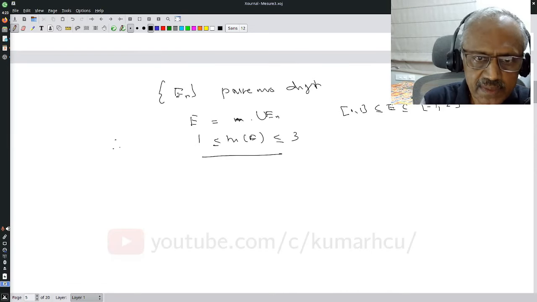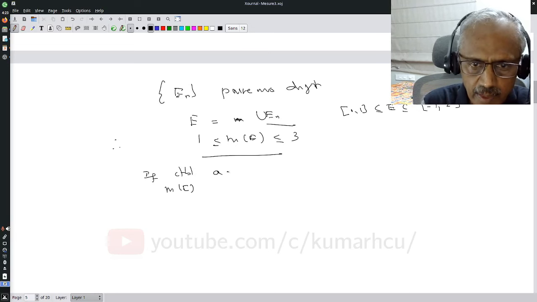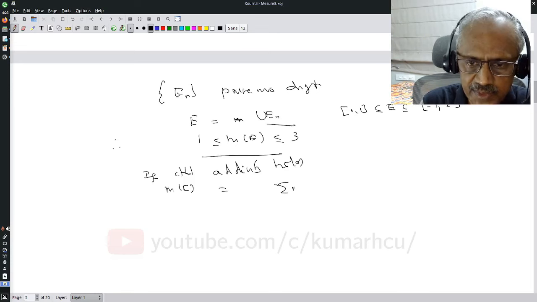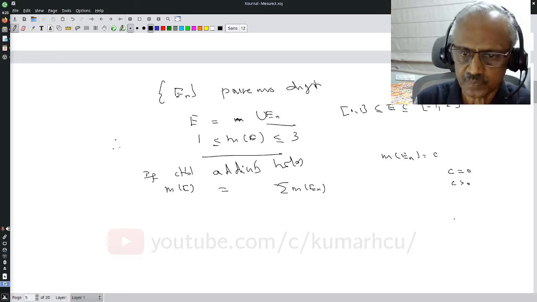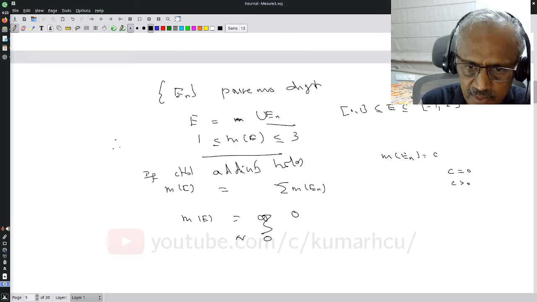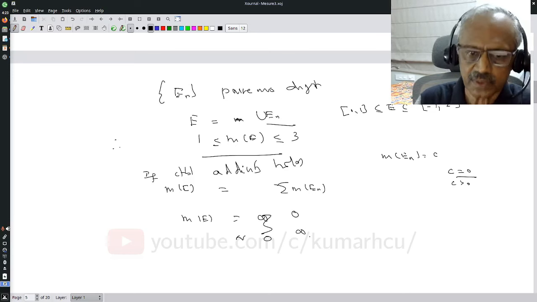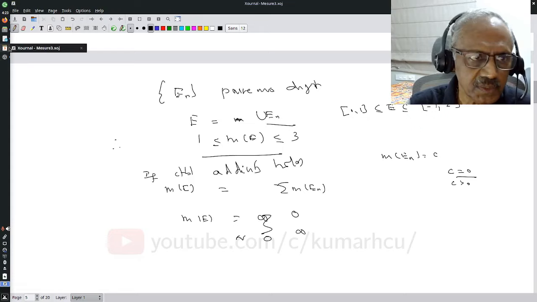But remember, E is a pairwise disjoint union. Therefore, if countable additivity holds, the measure of E should be equal to the summation of the measure of E_n. But the measure of E_n is always a constant C. This constant may be 0 or C is positive, right? Therefore, the measure of E is either 0 or infinite. If C is 0, fine, but we know the measure of E should be less than or equal to 3. So what does this contradiction show?